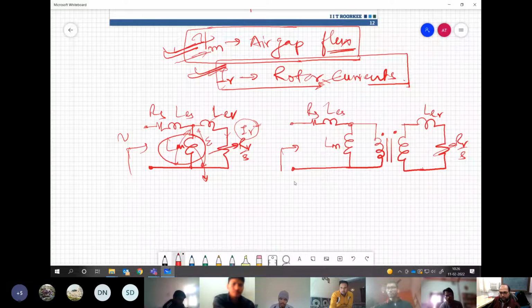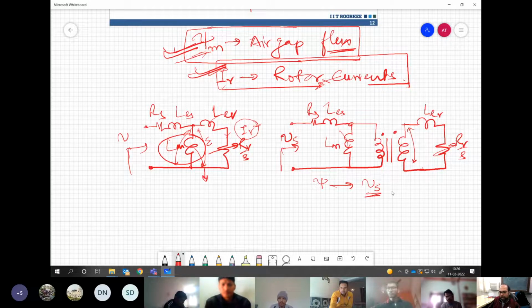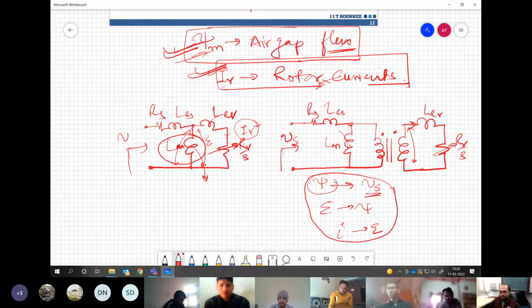Correct? For example, if flux has to be generated in the magnetizing branch, what it needs is voltage. If voltage has to be generated on the secondary side, what it needs is flux. And then if current is to be generated in the rotor side, it needs EMF. So that is how these quantities are generating each other. This is the effect, this is the cause. This is the effect, this is the cause. You understand my point?